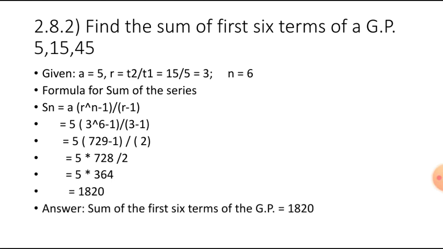So S of 6, the sum of the first 6 terms of the geometric progression, is equal to 1820. How did we get it? 5 into 3 power 6 minus 1 divided by 3 minus 1, where 3 is the ratio. So 3 power 6 is equal to 729. 729 minus 1 is 728, divided by 2. So 5 into 728 divided by 2, and we finally get 1820.